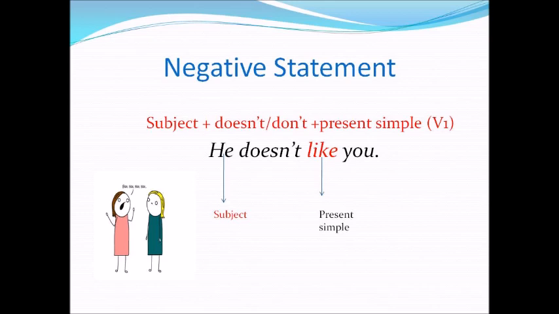To negate the statement, or to make a negative statement, we follow this structure: subject plus doesn't if our subject is singular, or don't if our subject is plural, plus verb 1. For example, he doesn't like you. He is our subject plus doesn't because our subject is singular, and verb 1.